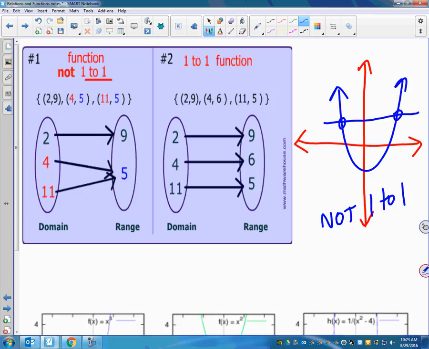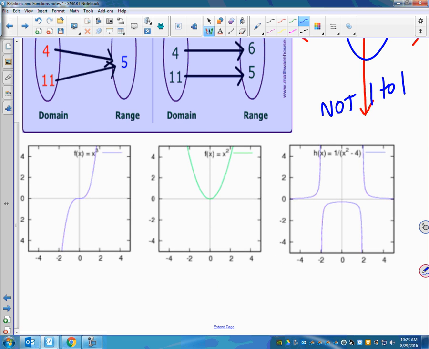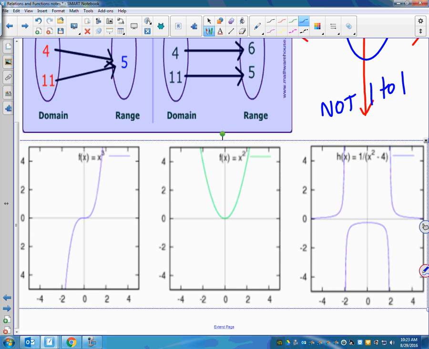And so you don't really have to know the horizontal line test, but I just wanted to show you an easy way to check to see if something's one-to-one: all the x's have to be different, it passes the vertical line test, and all the y's have to be different. Again, not on your notes, but still something to think about.